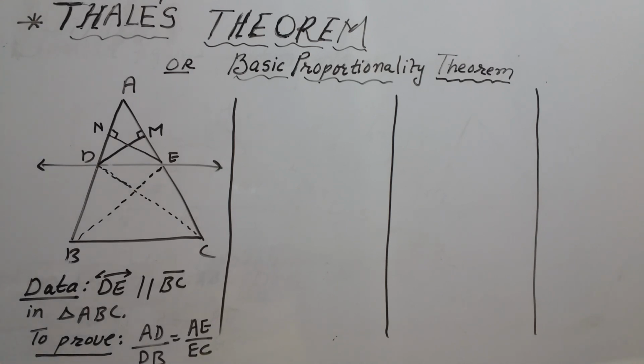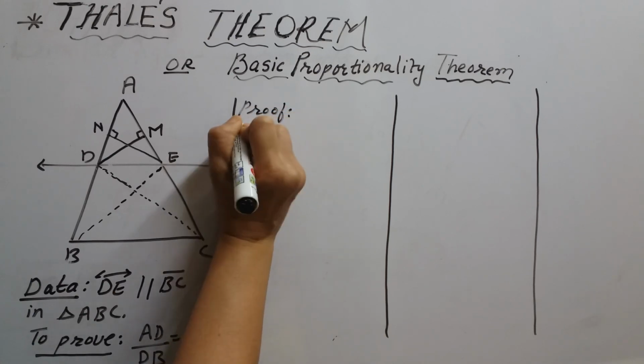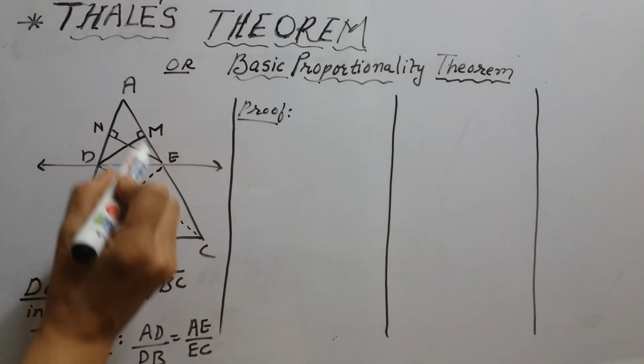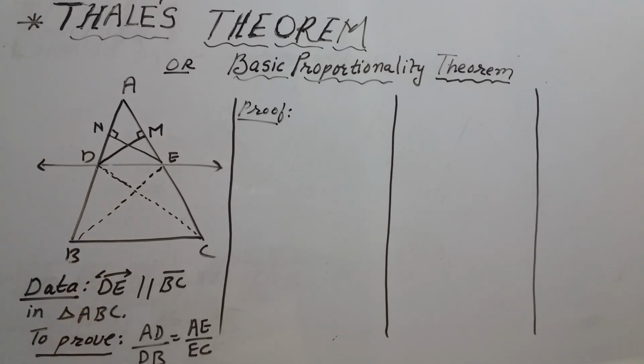To start with the proof, what we do is, we draw altitude DM to AE and we draw altitude EN to AD. Here we use the concept of area of a triangle. In geometry, what is the area of any triangle given by? The formula is: area of a triangle is half altitude into base.